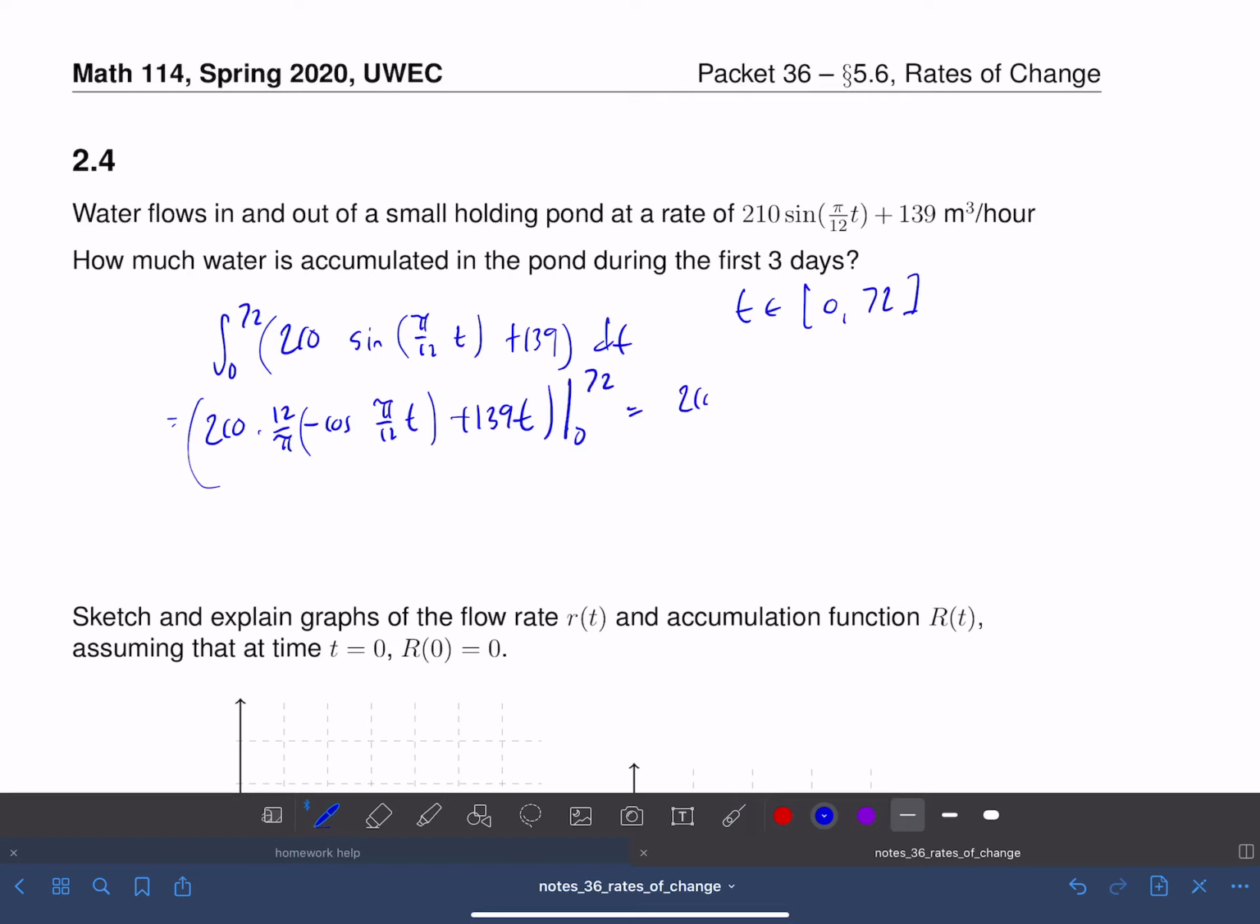So I've got 210 times 12 over pi with a minus sign times cosine of pi over 12 times 72 minus cosine of pi over 12 times 0, plus 139 times 72 minus 0. I'm not going to write the minus 0.